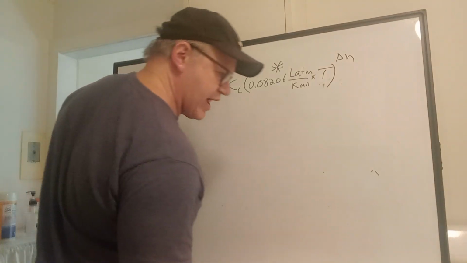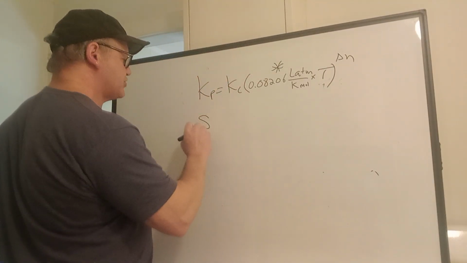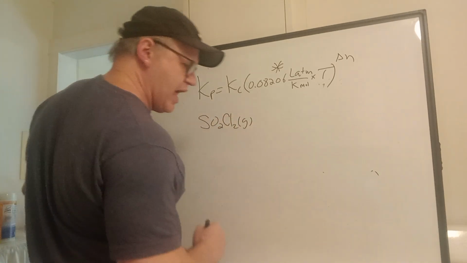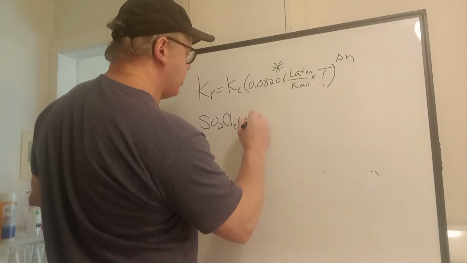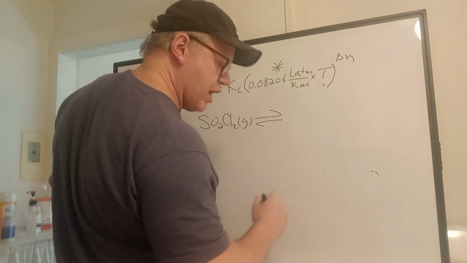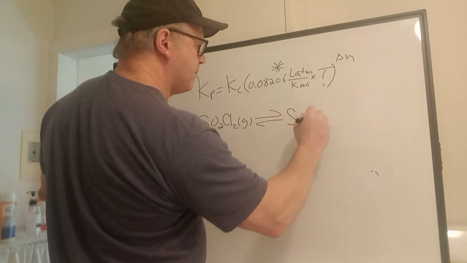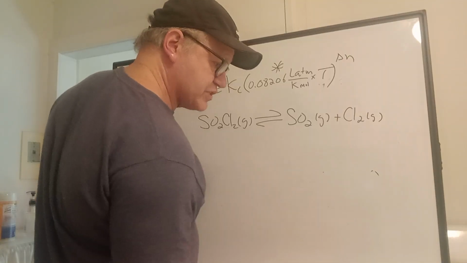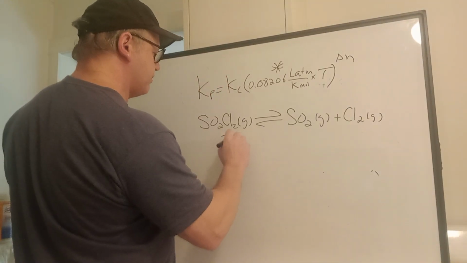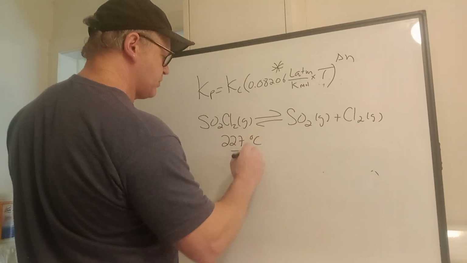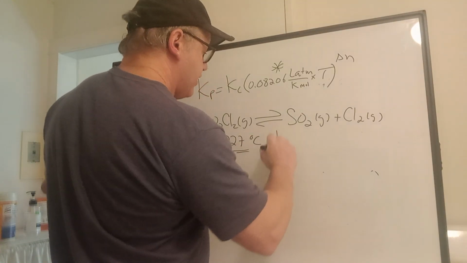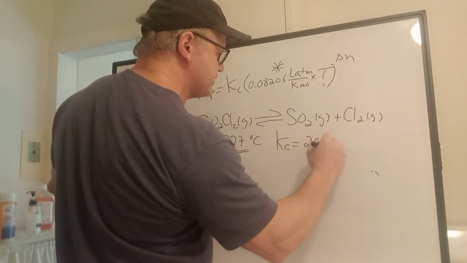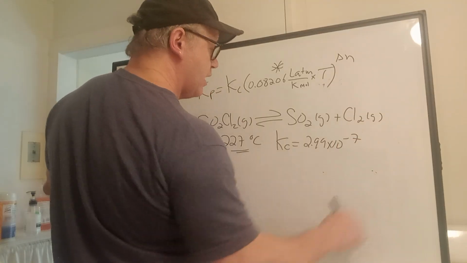So let's take a reaction. I looked up a known reaction, SO2Cl2. I'm not sure what that's called. It's gas. And it can reversibly decompose to SO2 gas and Cl2 gas. And I actually wrote down the temperature for this. For example, at 227 degrees Celsius, it's known to have Kc of 2.99 times 10 to the minus 7. So a pretty small one.